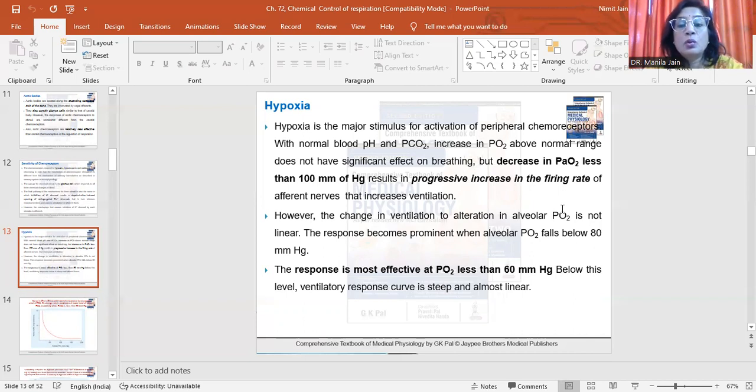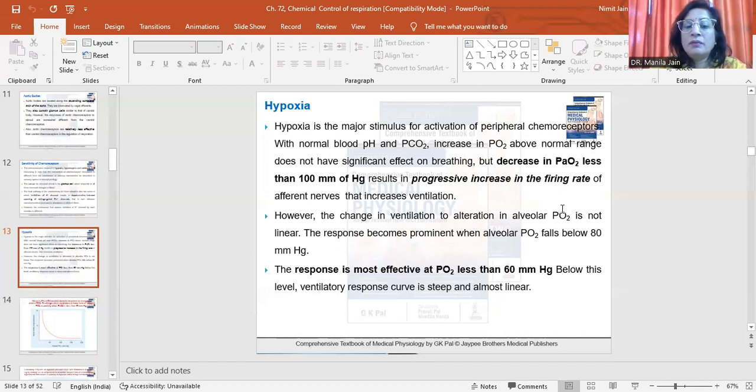The change in ventilation in response to alteration in alveolar PO2 is not linear. The response becomes prominent when alveolar PO2 falls below 80 millimeter of mercury. So the response will not always be linear, right?